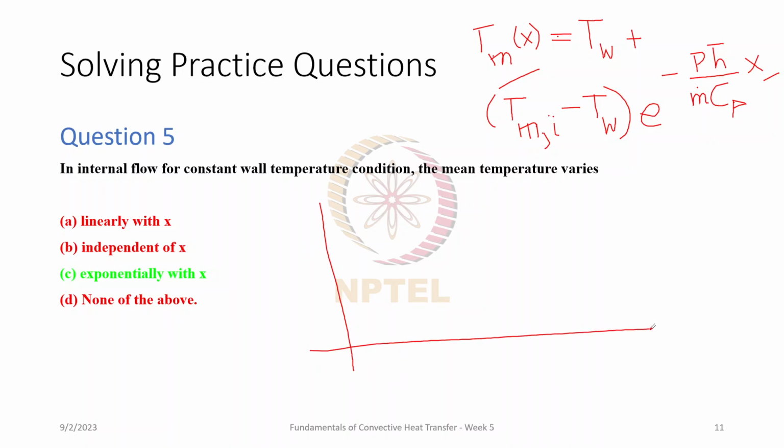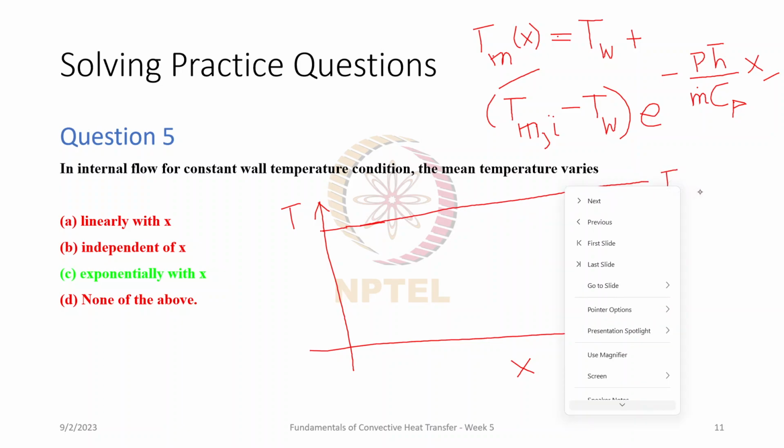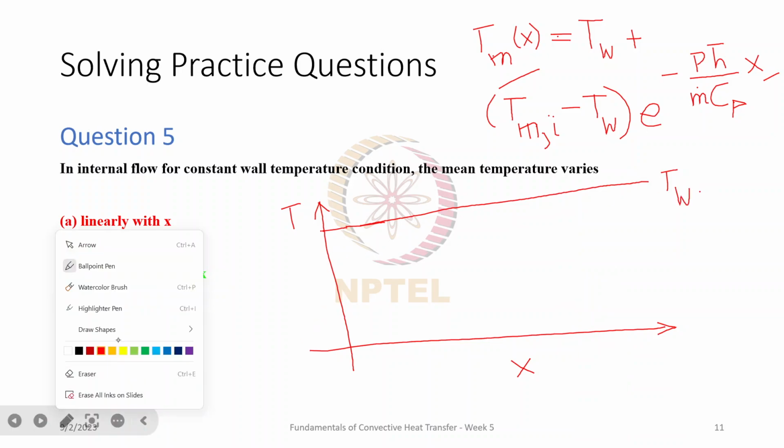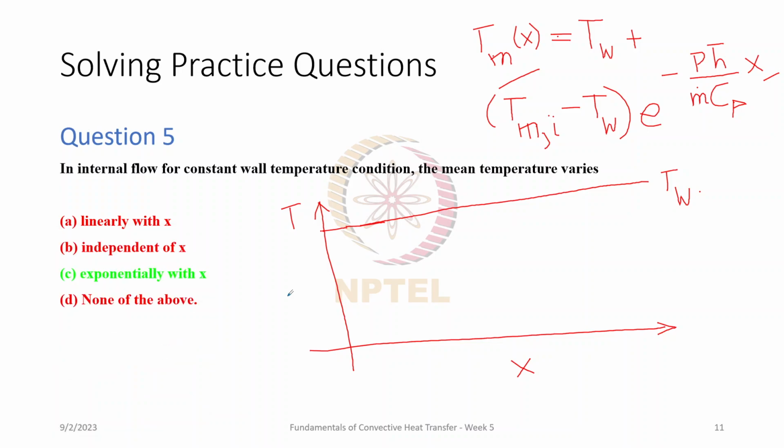If we look at the graph as well, if this is x and this is temperature, first of all we will draw a straight line here, which is the constant temperature Tw, and assuming that the fluid entering is lower than the wall temperature, it will vary something like this. It will get very close to the wall temperature later on.